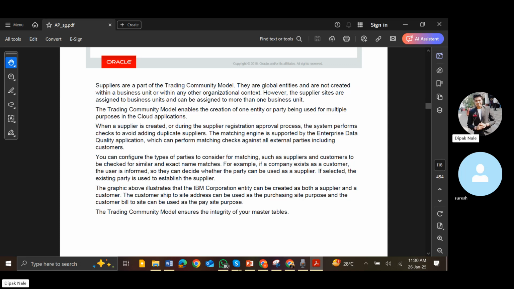If selected, the existing party is used to establish the supplier. The graphic above illustrates that the IBM Corporation entity can be created as both a supplier and a customer. The customer ship to site address can be used as the purchasing site purpose, and the customer bill to site can be used as a pay site purpose. The trading community model ensures the integrity of your master table.